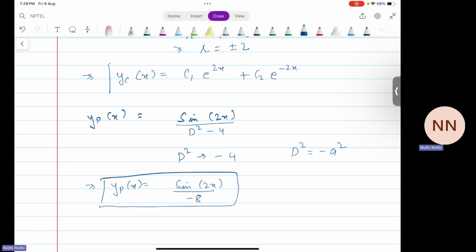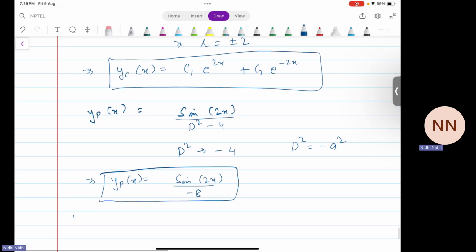Therefore, general solution yx is equal to c1 e to the power 2x plus c2 e to the power minus 2x minus sine 2x by 8.